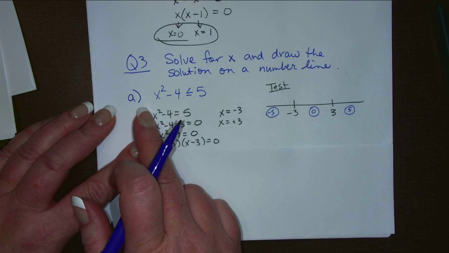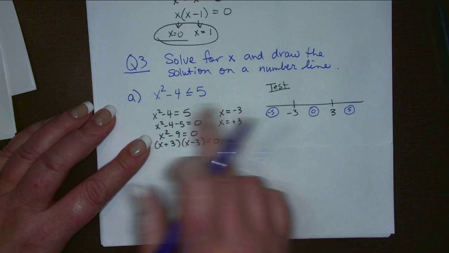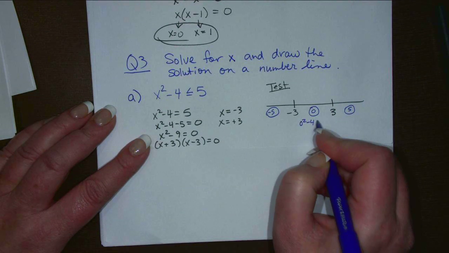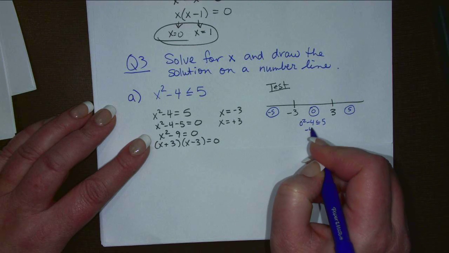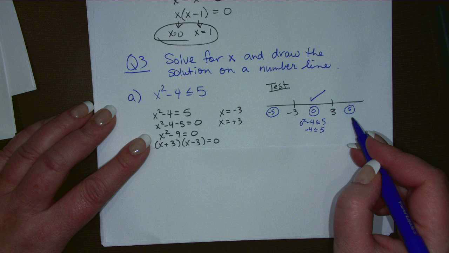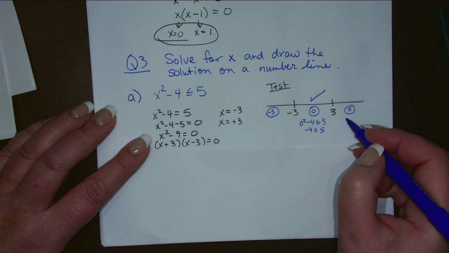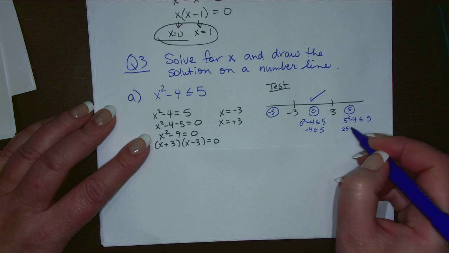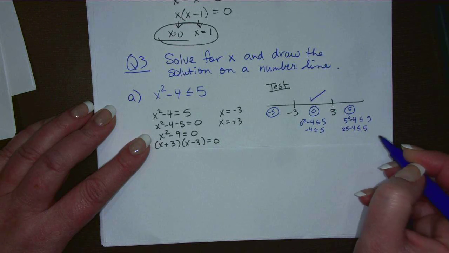So if we plug 0 in, 0 squared minus 4 less than 5? Is that true? Yeah. Here, if we plug 5 in, 5 squared minus 4 less than 5? 25 minus 4? Is that less than 5? No.